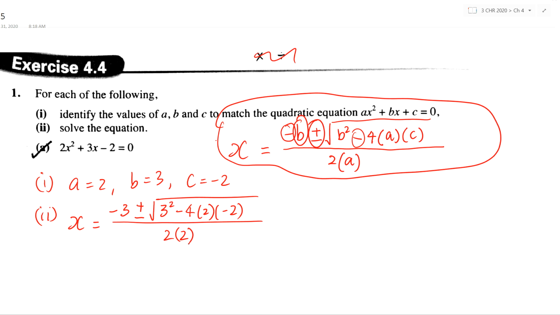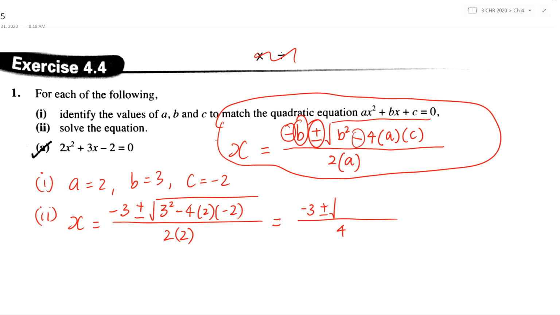Is there something that your calculator can help you with? Or mental sums, can you do it? Okay? Let me continue on this side. What is our denominator? 4. We are trying to simplify right now. Here we have minus 3 plus minus square root of something. What is inside the square root? 3 squared. What is 3 squared? 9. So you use your calculator to help you.